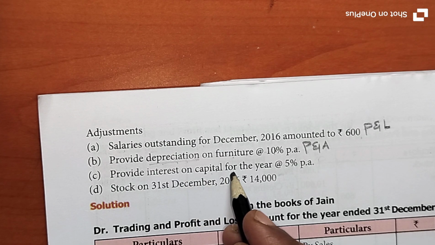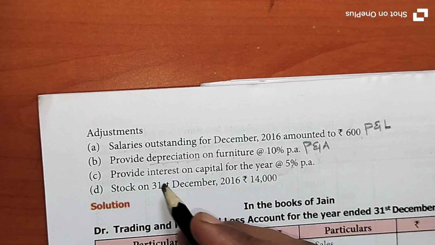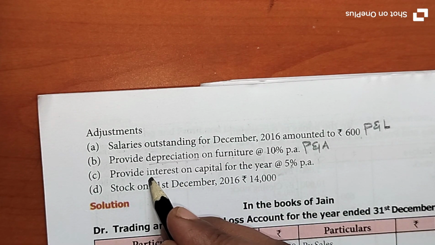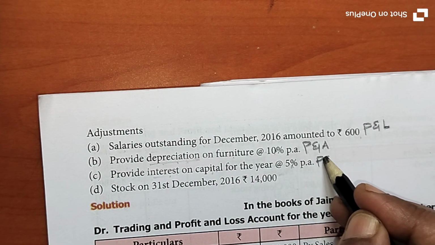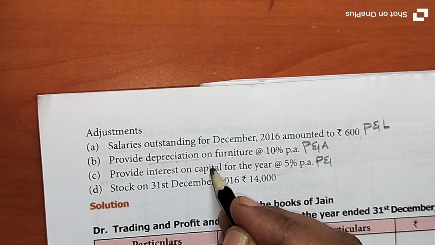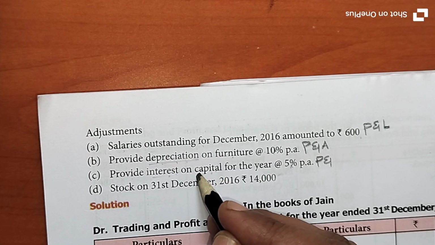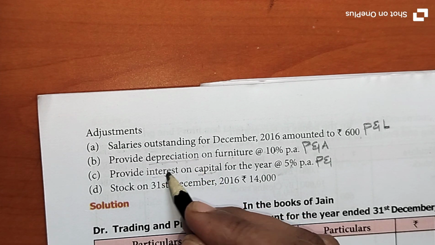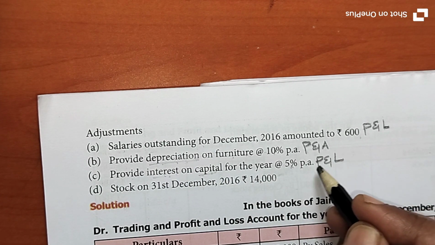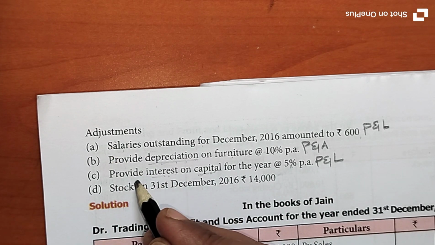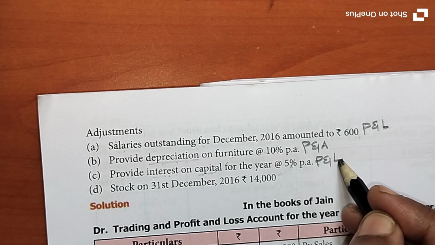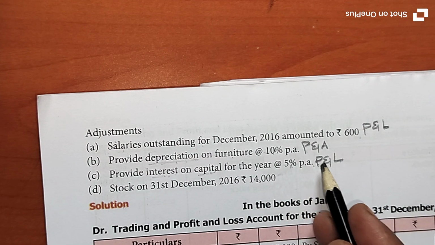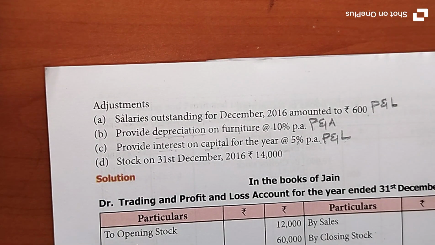Provide interest on capital for the year 5%. Interest on capital is an indirect expense, so it goes to the debit side of the profit and loss account, and we have a calculation with the capital. Capital is a liability, so interest on capital also goes to liability side. Two places means adjustment for interest on capital is placed on the debit side of the profit and loss account and the liabilities of the balance sheet.